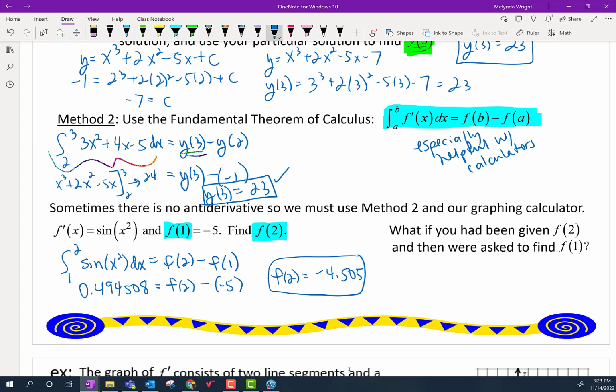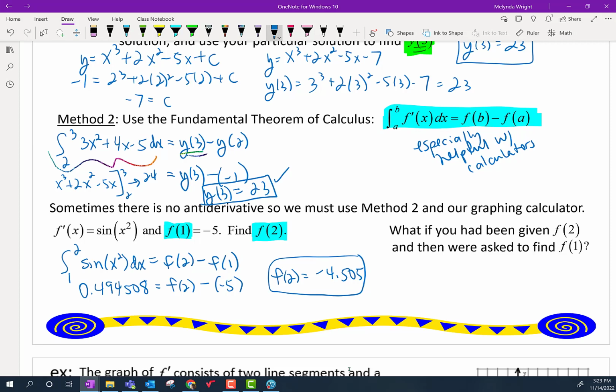So this question, if we'd been given f of 2 instead of f of 1, and we were asked to find f of 1, would that really be a big deal for us? No, not really, right? We would simply put in, I would prefer to integrate forward.